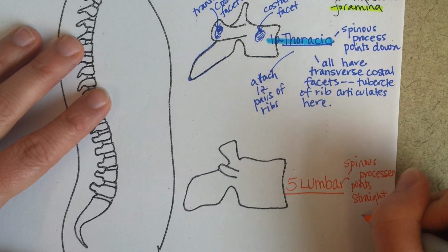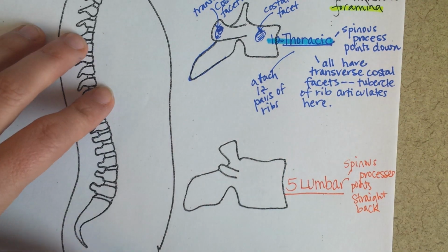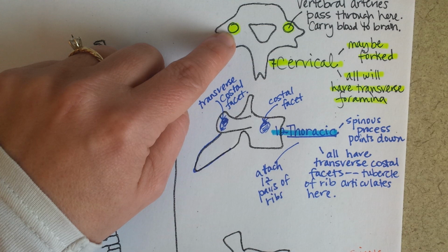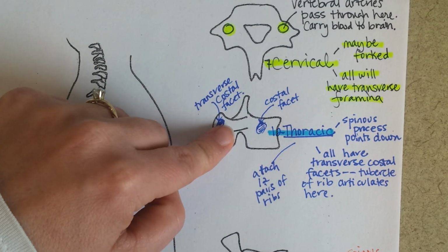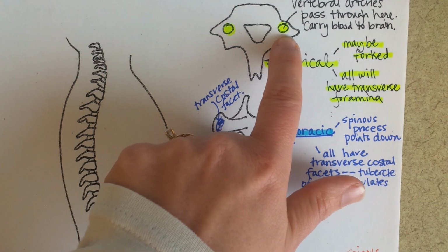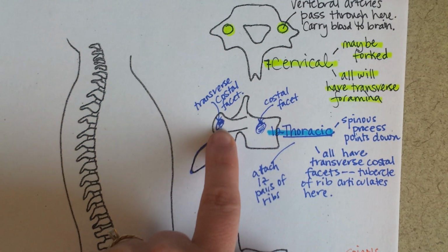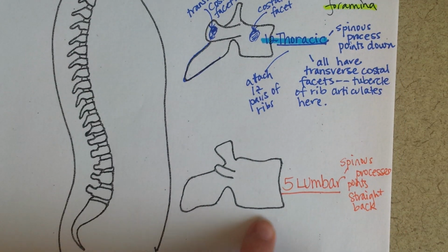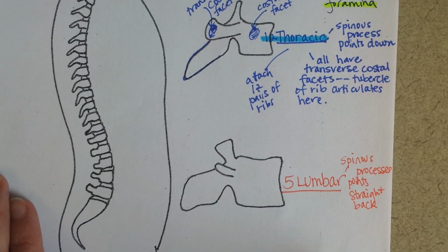But really it's process of elimination. If it has transverse foramina, it's cervical. If it has costal facets, it's thoracic. If it doesn't have either of those, then it's lumbar. These are the biggest and heaviest of the 5.